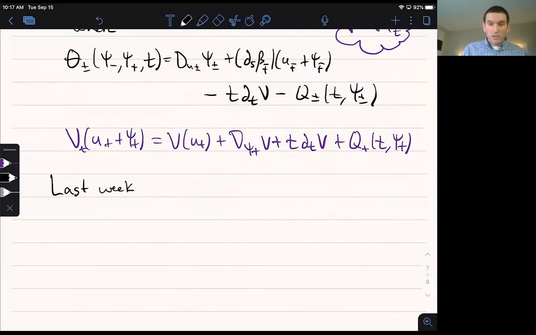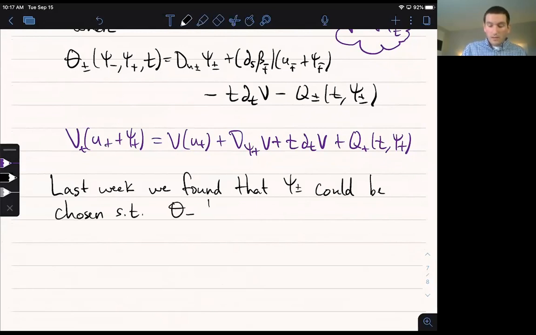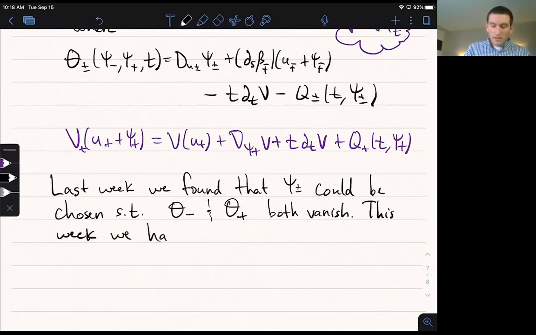So we have this obstruction up here to gluing, and last week, once you have chosen your R, you could then find psi plus and minus such that theta minus and theta plus both vanish. So we didn't really have an obstruction because the obstruction just always went away. There wasn't one. This week, we'll start obstructing gluing. So we have the next best thing.